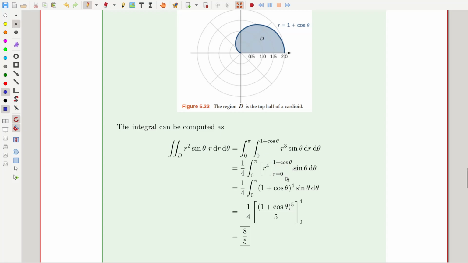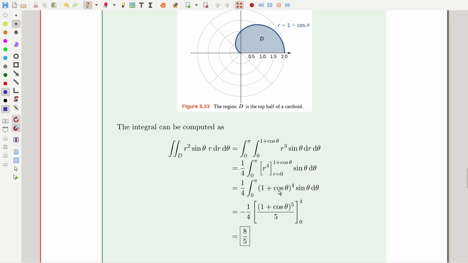Well, evaluating at 0 is easy. Evaluating at 1 plus cosine theta, it just inserts it in. And if we're noticing things, if we're thinking ahead, then we shouldn't do anything to expand this. What we can notice is that the subsequent integral involving theta can be done if we think of this as a u sub.